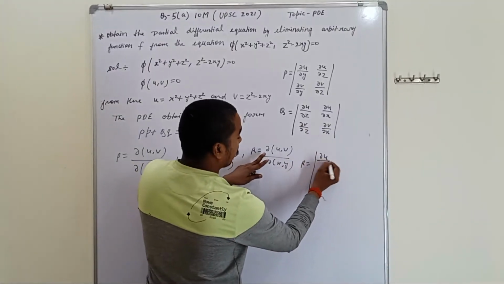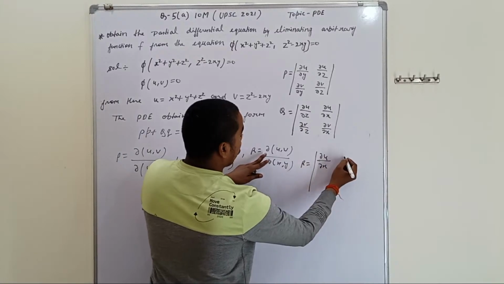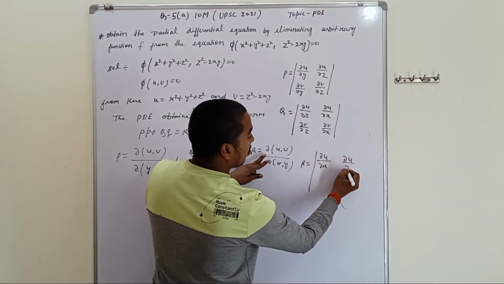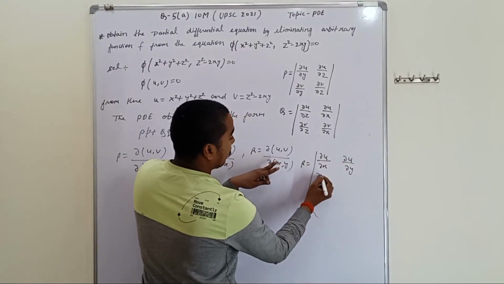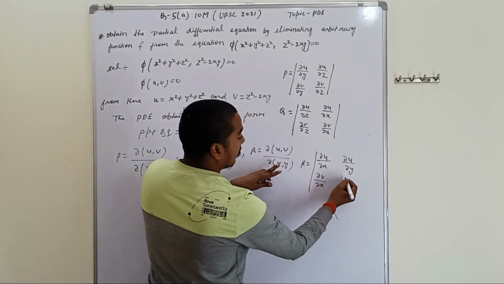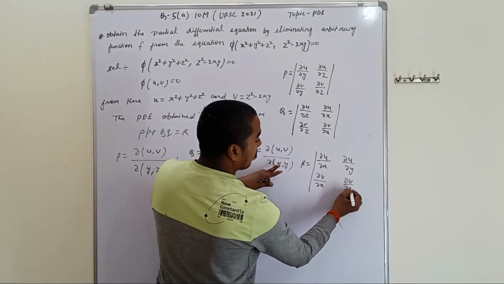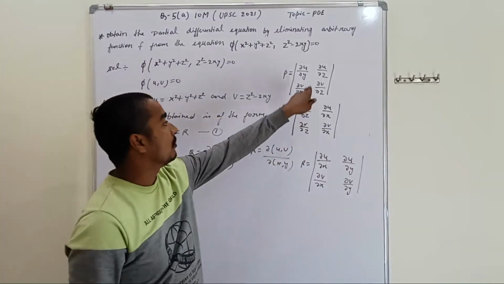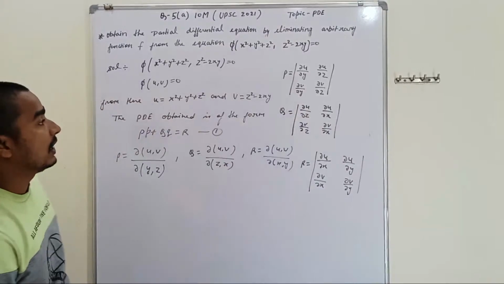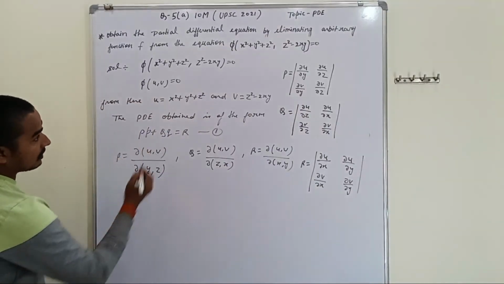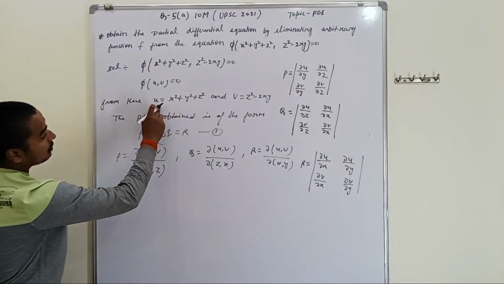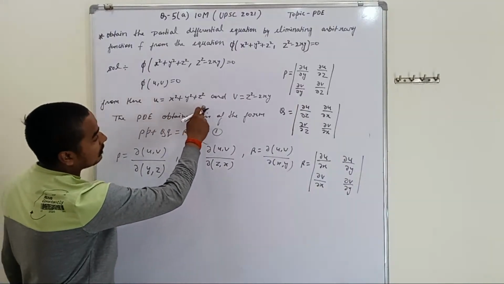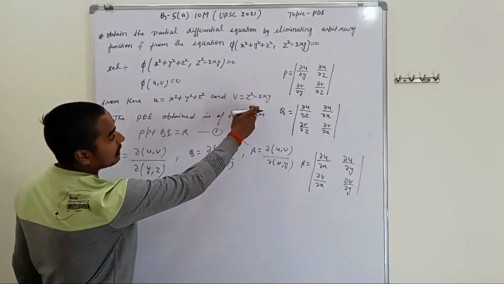And R is equal to the determinant of del u upon del x, del u upon del y, and del v upon del x, del v upon del y. First we have to find the values in the determinant and then put them in. Further, we find them from u is equal to x square plus y square plus z square and v is equal to z square minus 2xy.